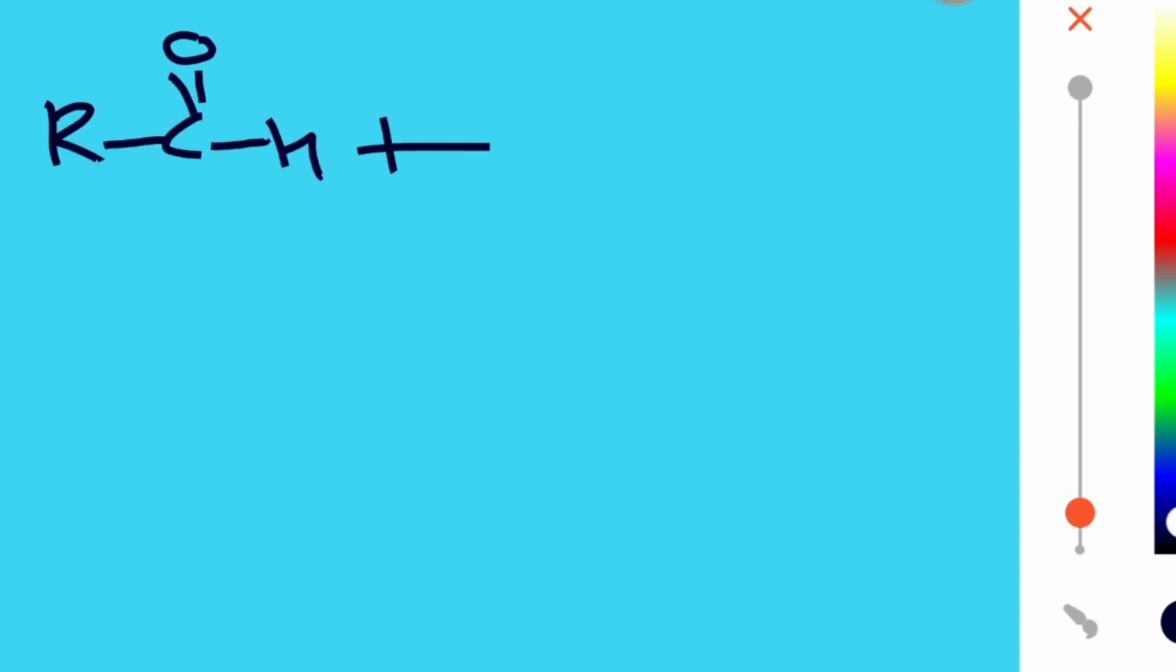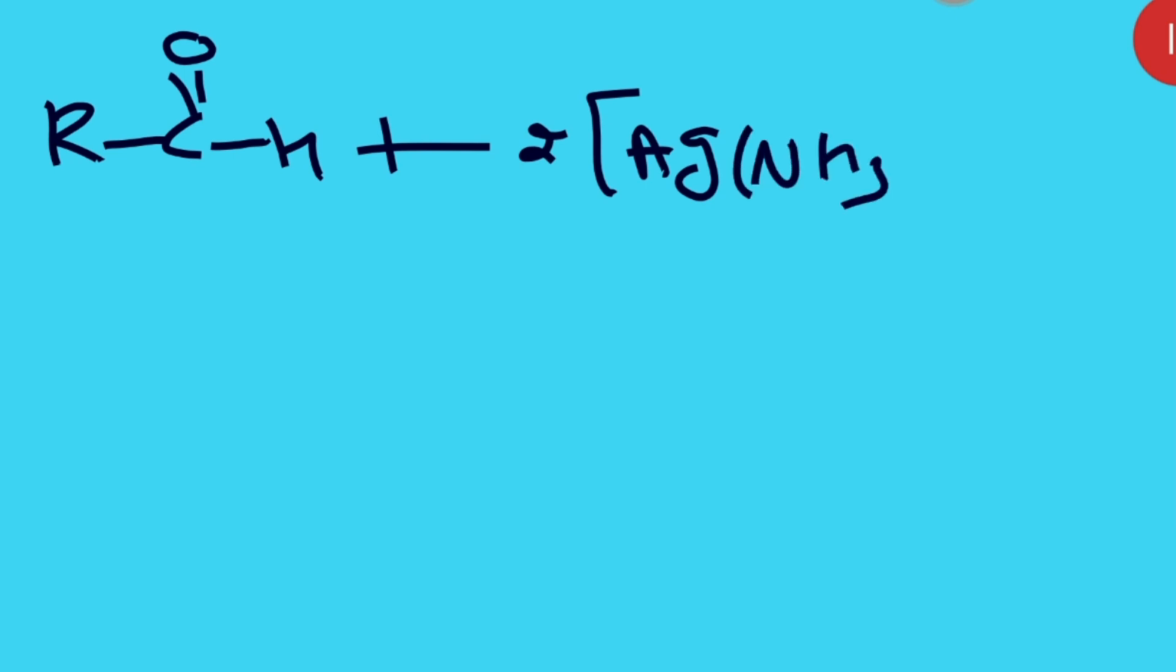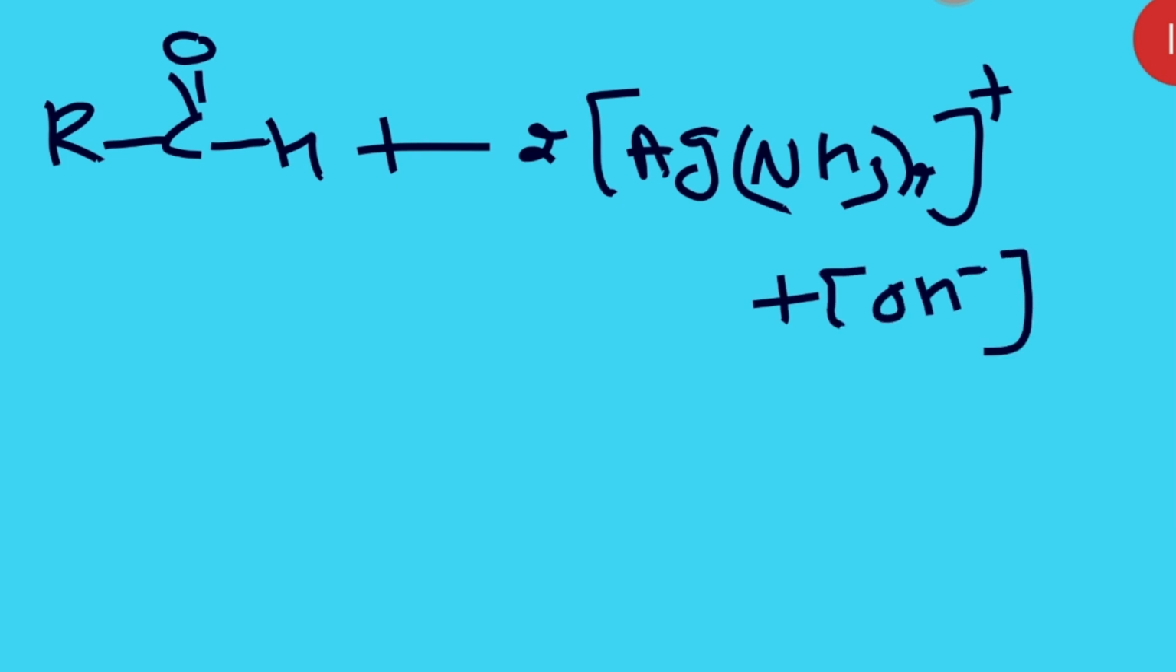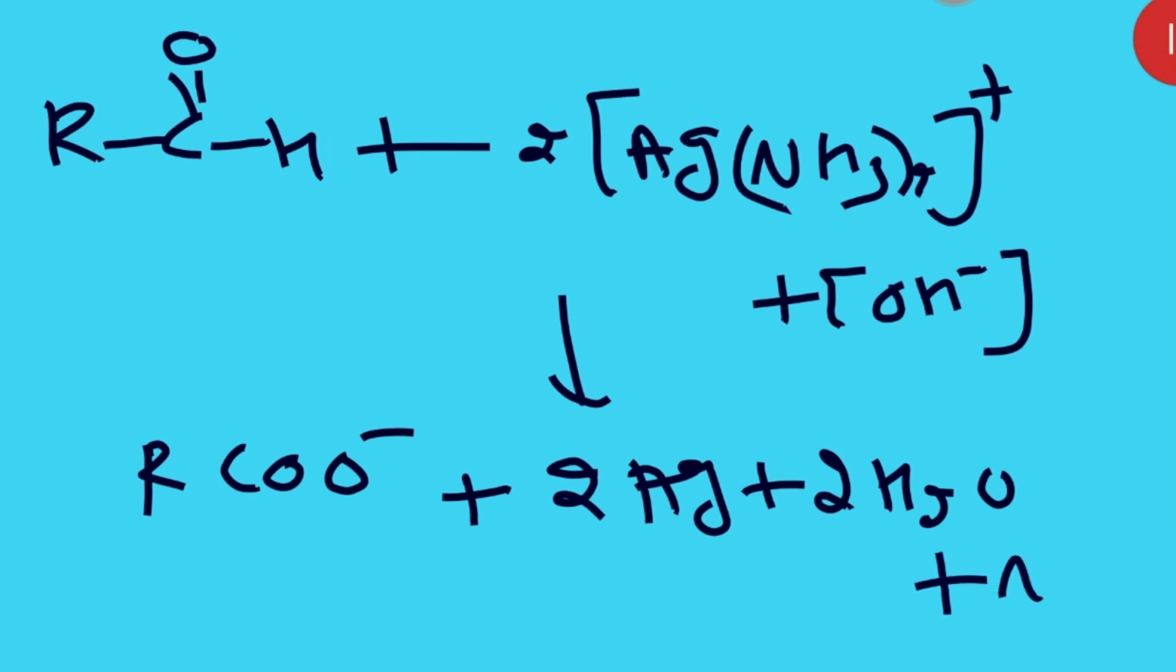Now I am going to make its reaction. See, this is RCHO. I am giving its reaction with the Tollens reagent, [Ag(NH3)2]+ plus OH-. By the oxidation of this, we get the carboxylate ion, then 2 silver plus 2 H2O plus 4 NH3. And this is called the silver mirror.